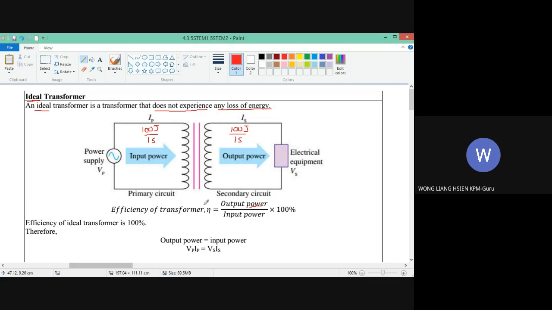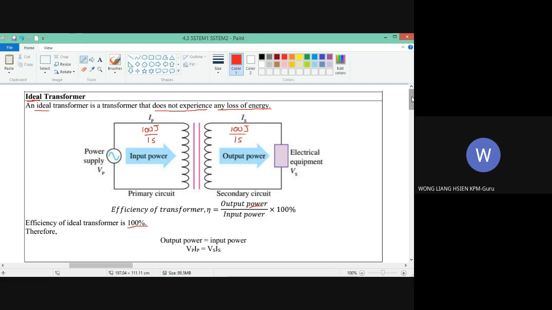And the symbol for efficiency, if I remember correctly, is the symbol mu. So the efficiency of an ideal transformer is 100% because the output power is the same as the input power.